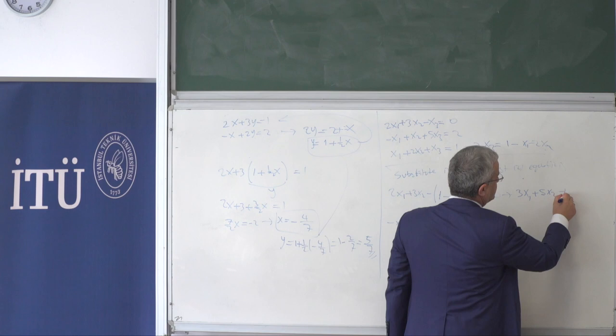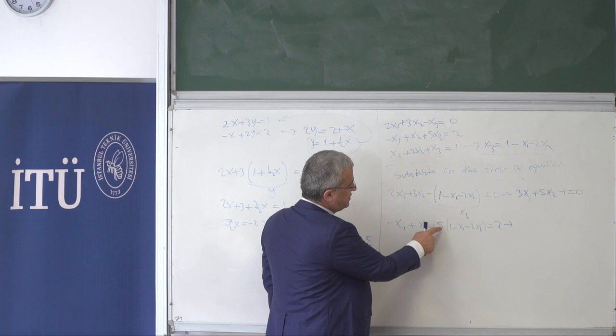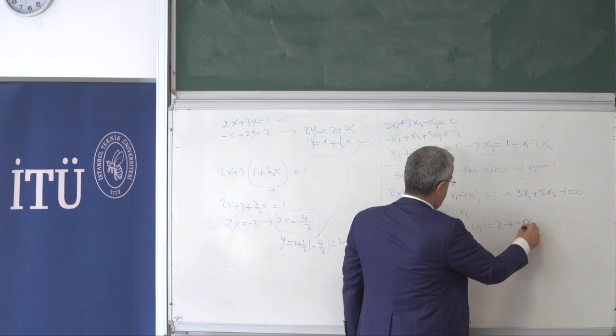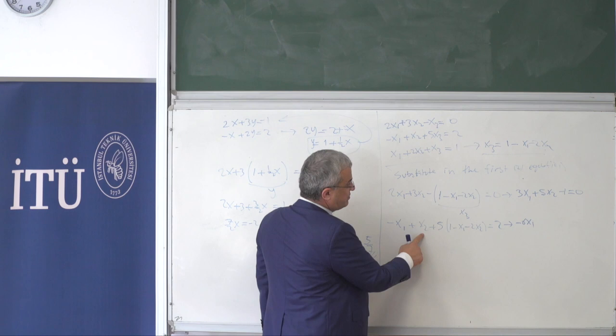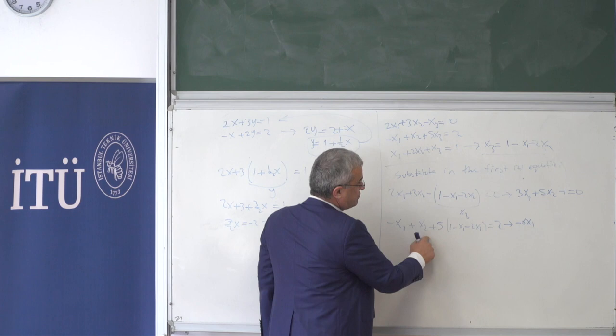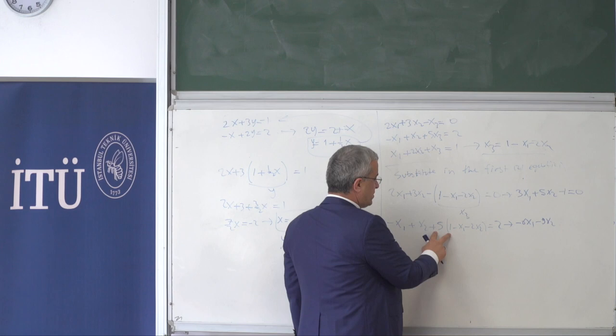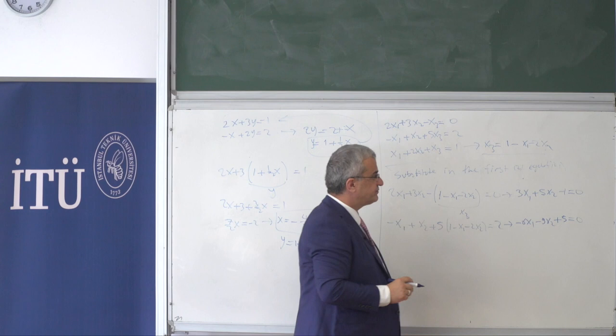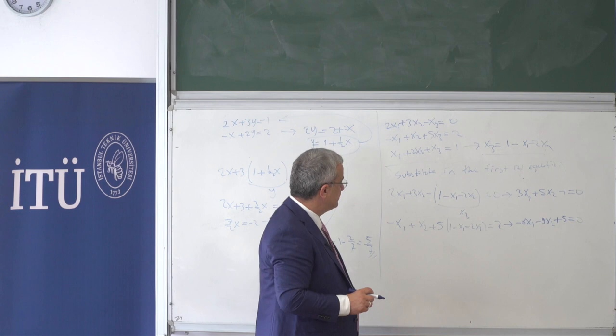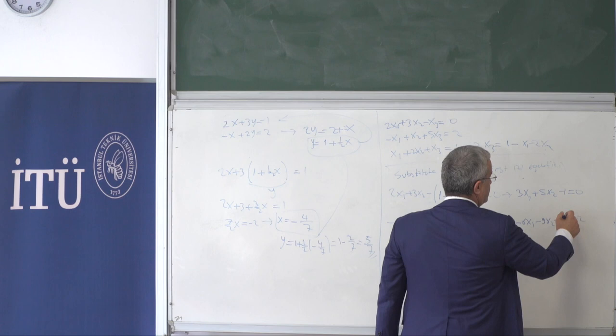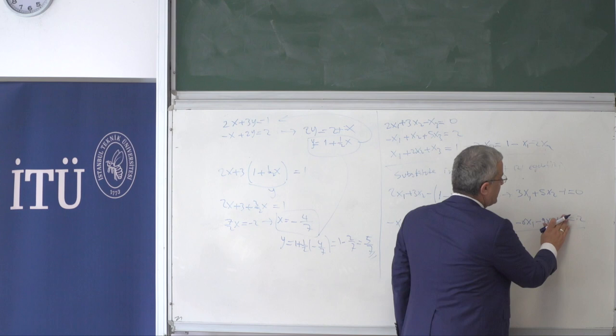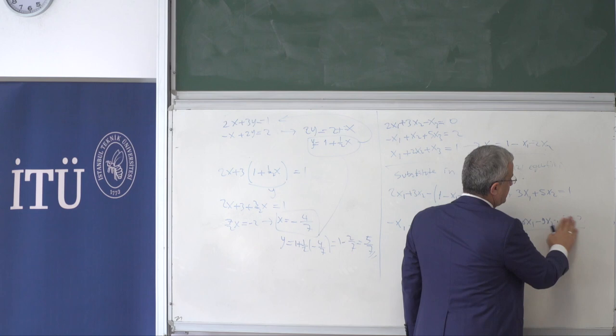How about here? x1's: minus x1, minus 5x1, it becomes minus 6x1. When I make a mistake, please correct me, okay? And x2's, how many do you have? x2 and minus 10x2, so minus 9x2. And what do I have here? Plus 5 is equal to 0. Is equal to 2, right? So we have 2 here. So let's go to the one more. What do we do now here? We should take this 5 minus 1 to the other side, it becomes 5, then this becomes minus 3.